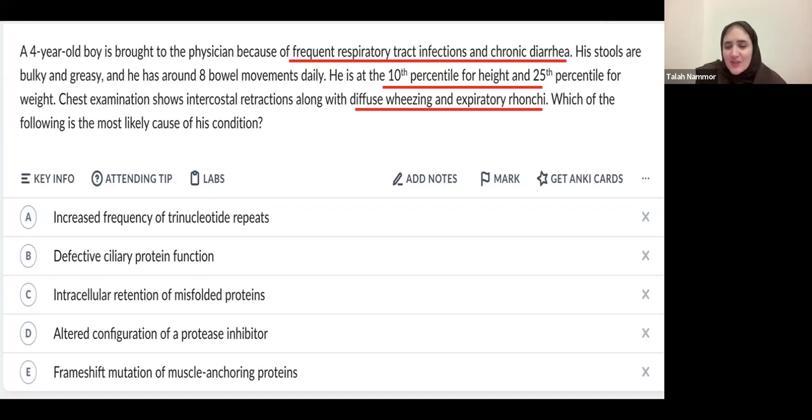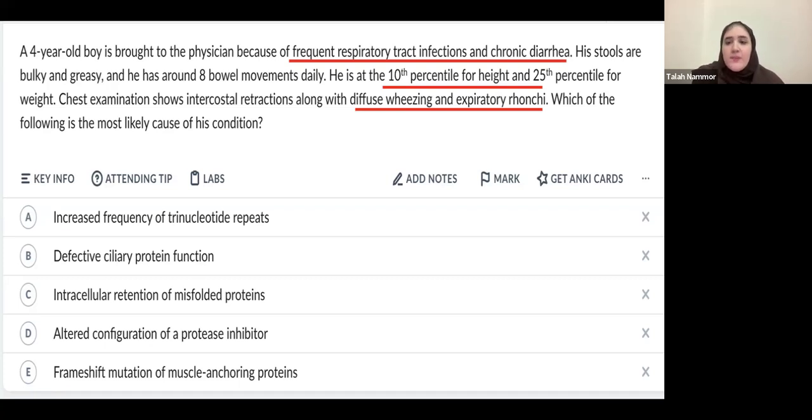Okay. So this question is cystic fibrosis. Okay? Now, Kartagener syndrome is ciliary dysfunction. So I would understand why you would say it's B, because defective ciliary protein function is Kartagener syndrome. In Kartagener syndrome, usually we have respiratory tract infections, dextrocardia, and infertility. But in cystic fibrosis, usually we have pancreatic insufficiency.